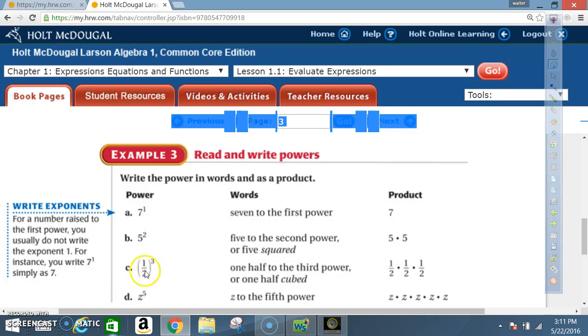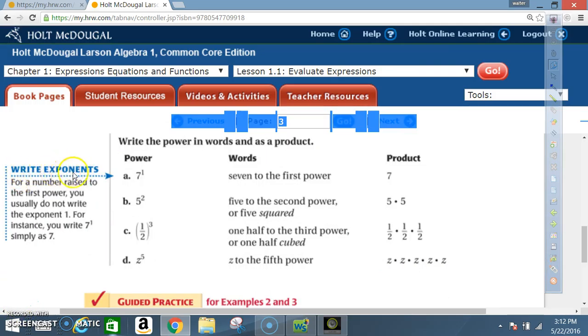C, 1/2 to the 3rd power. The words: 1/2 to the 3rd power or 1/2 cubed. The 3 means cubed. That also means, in terms of the product, 1/2 times 1/2 times 1/2. D, z to the 5th power. Words: z to the 5th power. Product: z times z times z times z times z.